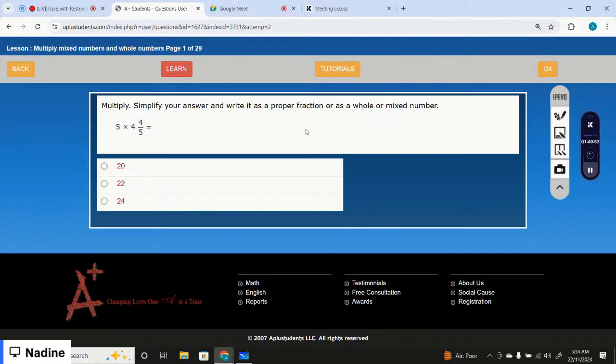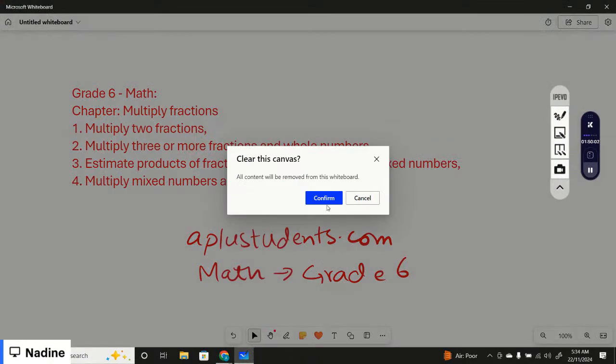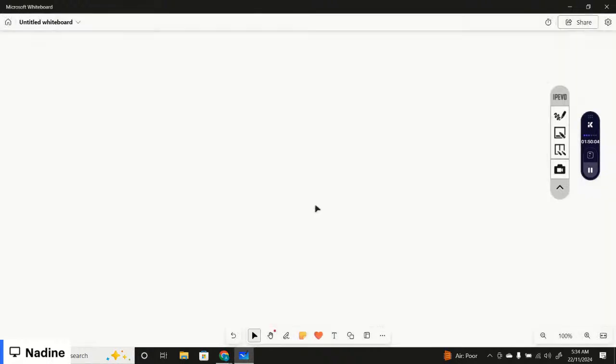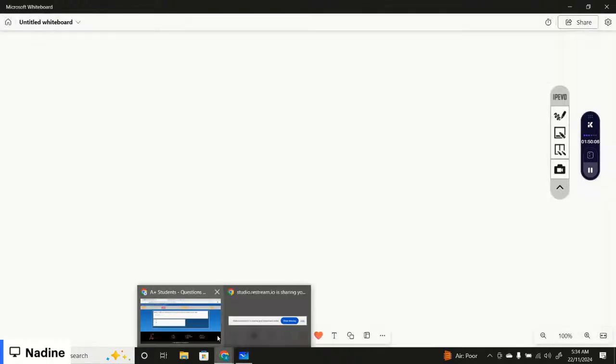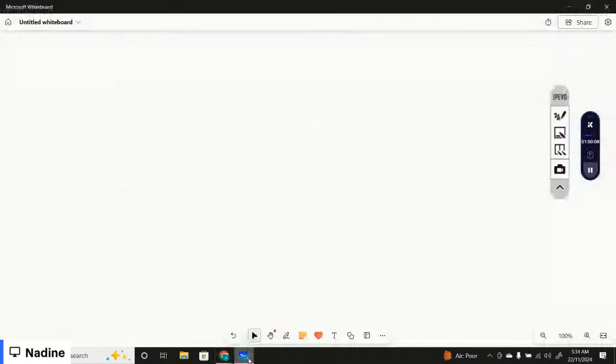Five times 4 whole 4 by 5. So you have to convert 4 whole 4 by 5 to an improper fraction. So how do we convert? Let me just do it on the whiteboard. I don't know what's wrong with the annotator. That is 4 whole 4 by 5 times 5.